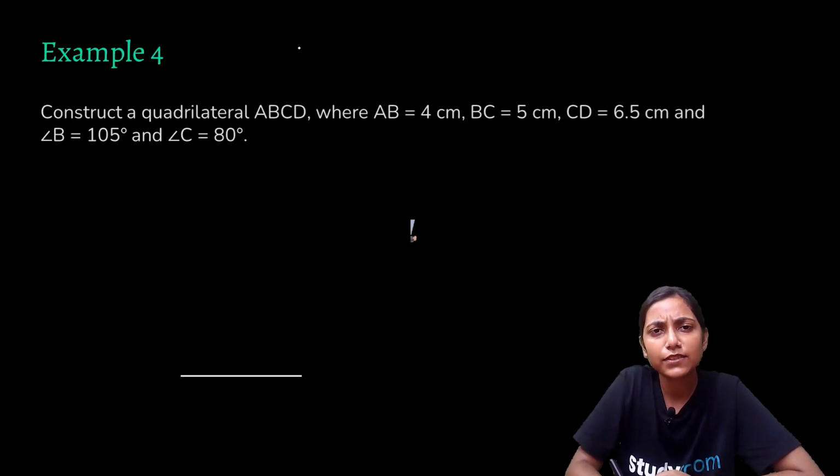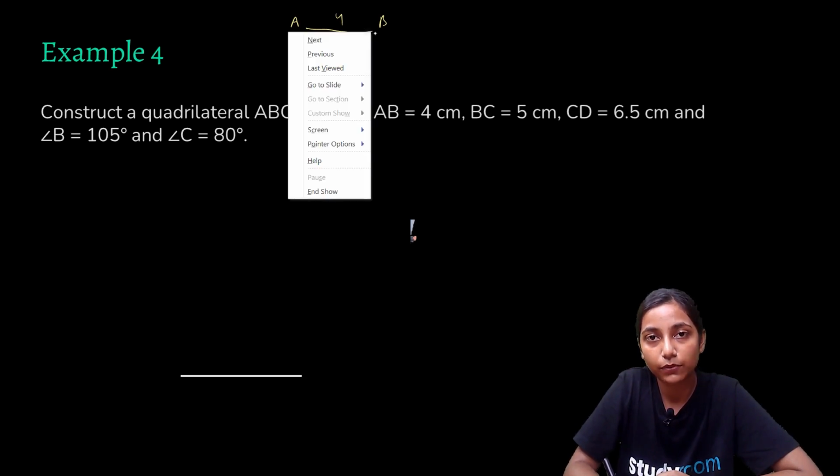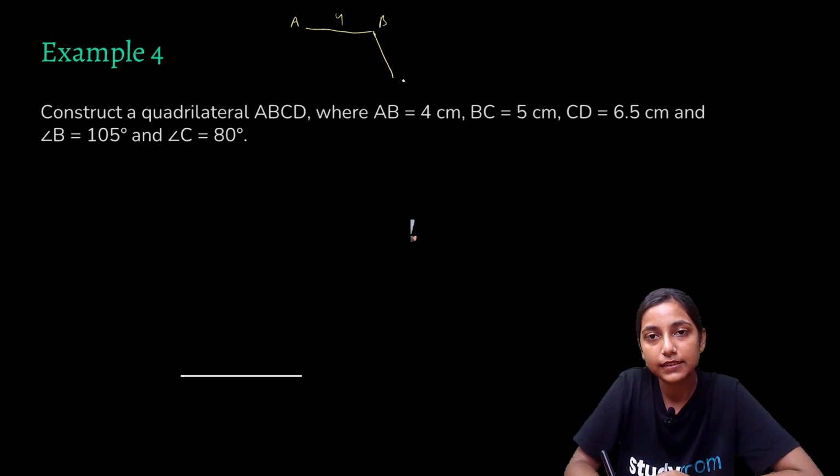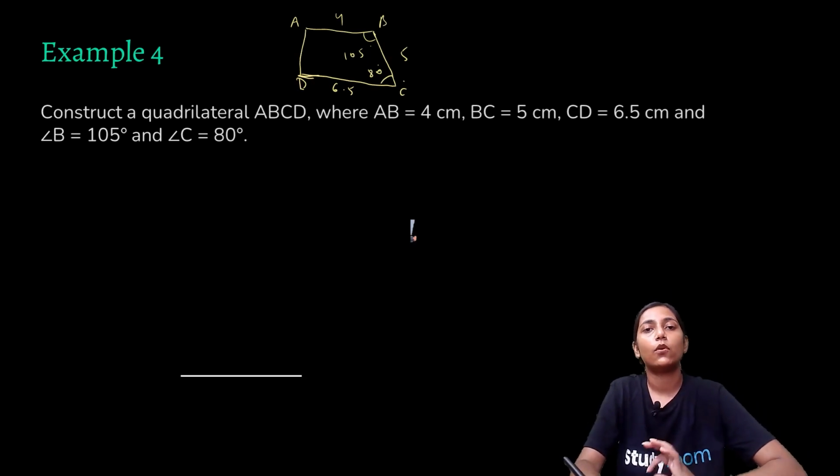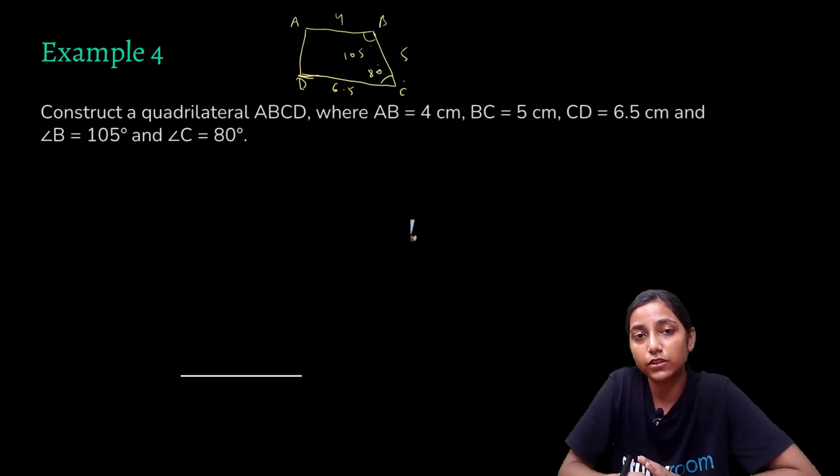Now see that the rough sketch of this is going to be somewhat like this. AB is 4 centimeters, BC, and B is 105 degrees, so it will go somewhere here. BC is 5 centimeters. This is the 105 degrees given to us. Angle C is 80 degrees, so this is going to be somewhere like this. We have this as 4, we have this as 5, and CD is given to be 6.5 centimeters. So this is the rough sketch that I made of this quadrilateral ABCD.